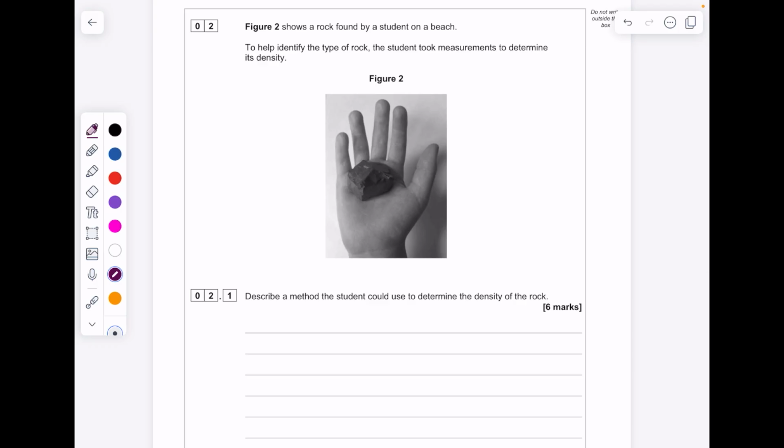Figure 2 shows a rock found by a student on a beach. To help identify the type of rock, the student took measurements to determine its density. Describe a method the student could use to determine the density of the rock. So always bear in mind which equation we're using to calculate these values. So density equals mass over volume. So clearly we're going to need to take a mass reading, a volume reading, and substitute it into that equation.